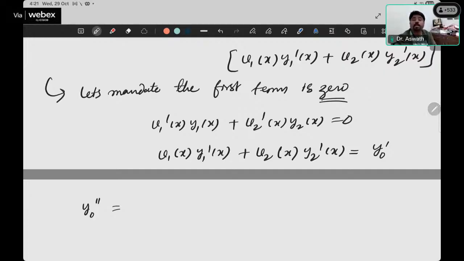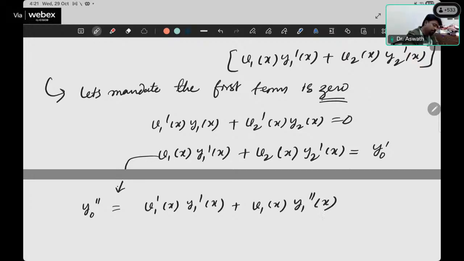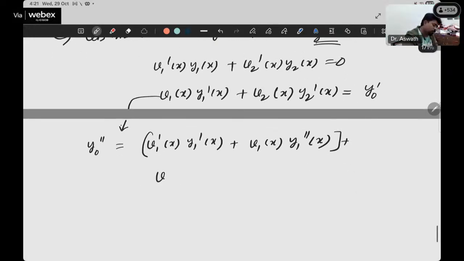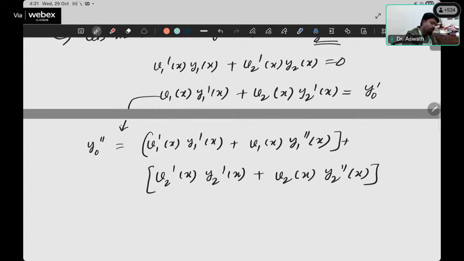This time you will not mandate anything. So from here, the first element will be v1 dash x y1 dash plus v1(x) y1 double dash x. One term we got. The second term, v2 dash x y2 dash x plus v2(x) y2 double dash x. Very good. I got y double dash. Now I know what is y dash and y double dash.